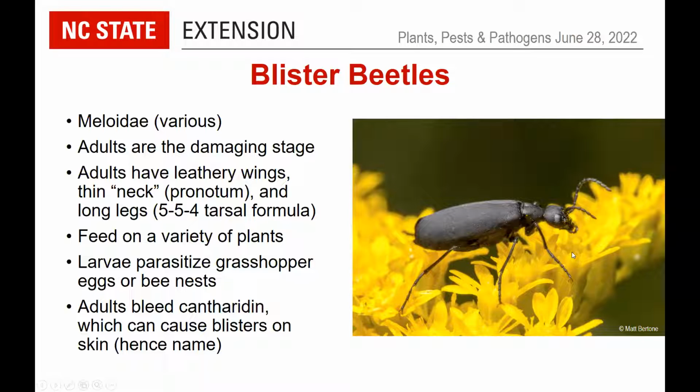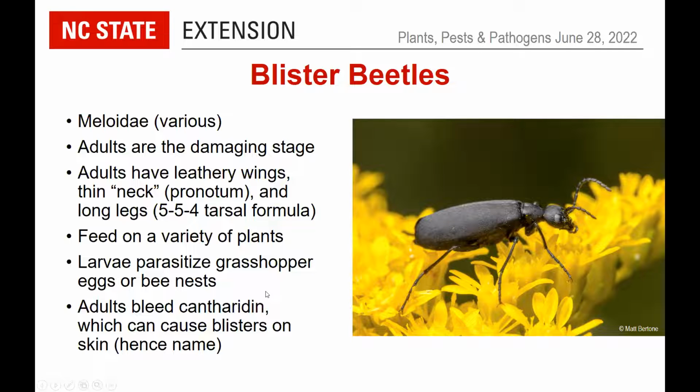And their tarsal formula, which I don't talk about a lot, which is the number of tarsal segments, basically segments in the feet of these beetles, is the same as darkling beetles and the other groups that they're related to, in that they have 5 segments here, 5 segments here, and 4 segments here. You can see 1, 2, 3, 4. They do feed on a variety of plants, so they'll defoliate weeds and crops that you like. The larvae are interesting in that they parasitize grasshopper eggs or bee nests, so they can be detrimental sometimes or beneficial depending on when they're larvae. But as adults, they are foliage feeders and flower feeders, and so they can be damaging to plants.